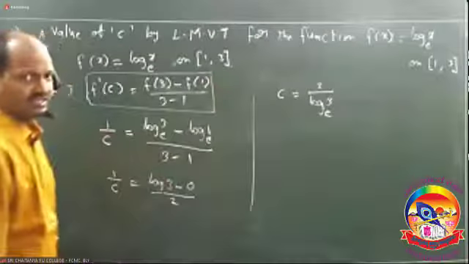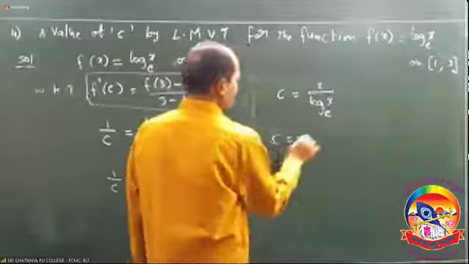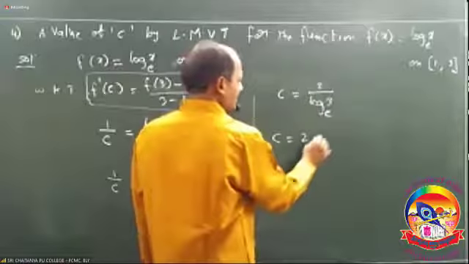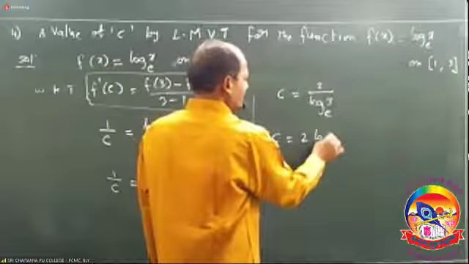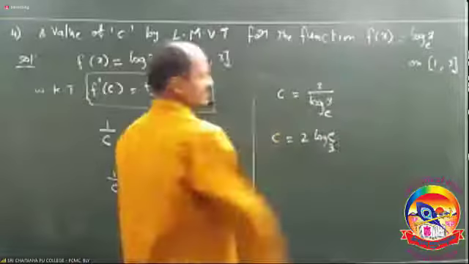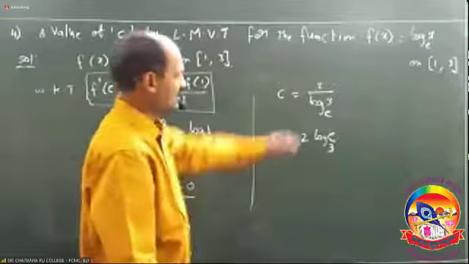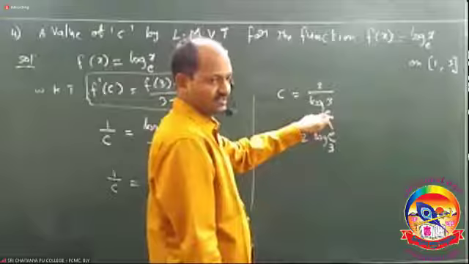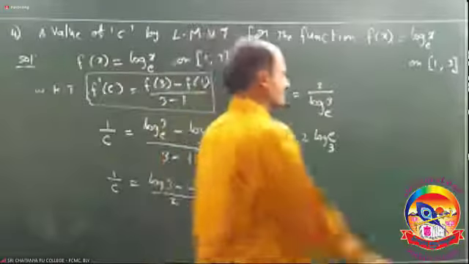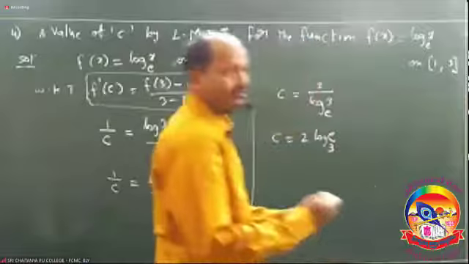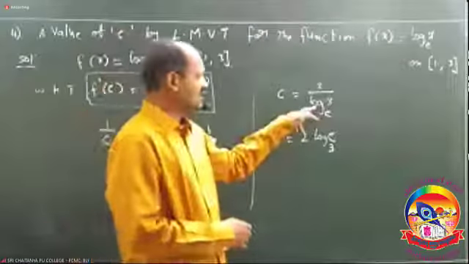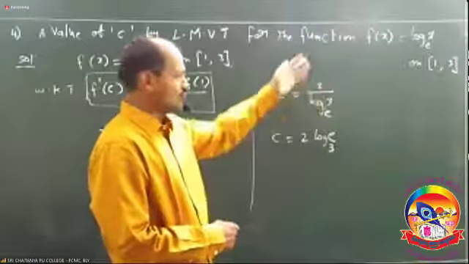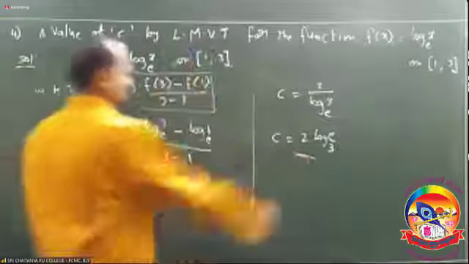Log means the base is e, that is the standard form. Therefore, C is equal to 2 divided by log 3 base e. It is 1 by log 3 base e, which is converted to the numerator, then we get log e base 3. In the log A base B form, 1 by log A base B, generally log A base B is equal to log A by log B. Okay? So log 3 base e converted to the numerator, we get log e base 3.